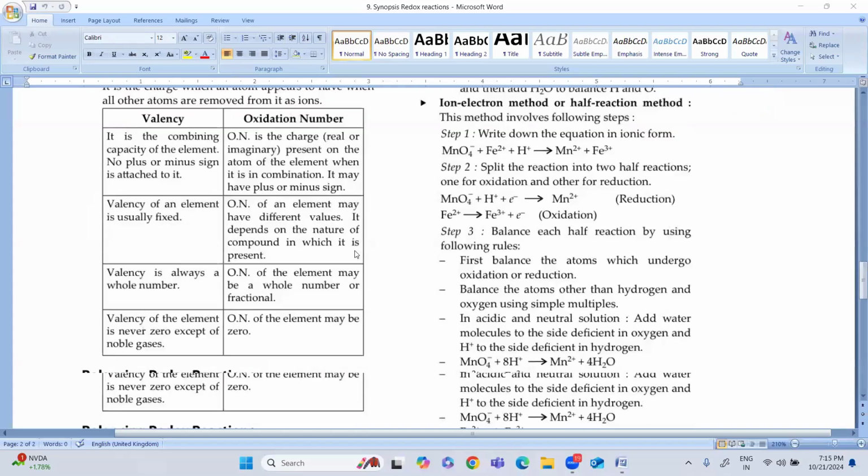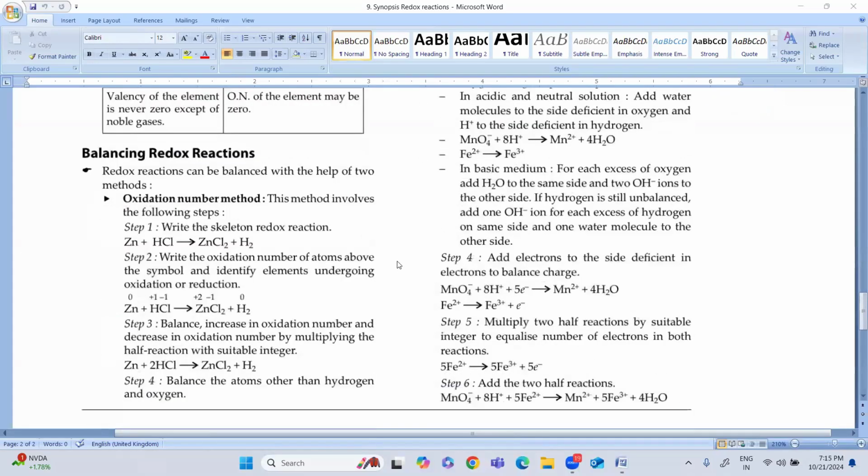I'll show you the balancing methods. These are the two balancing methods, very important for theory also.